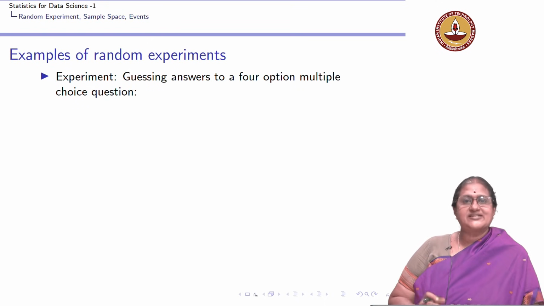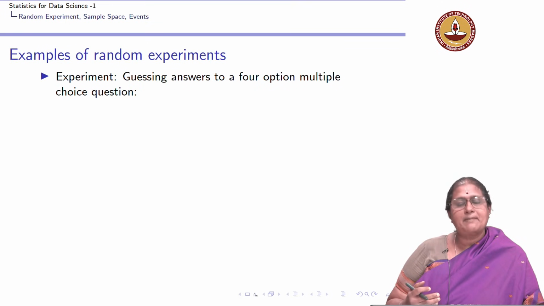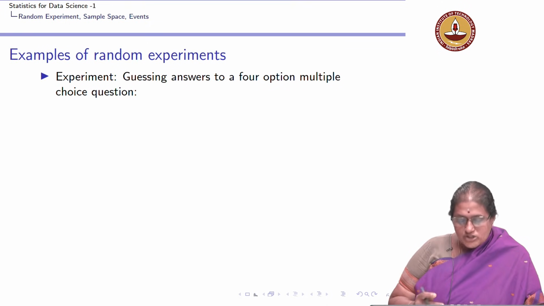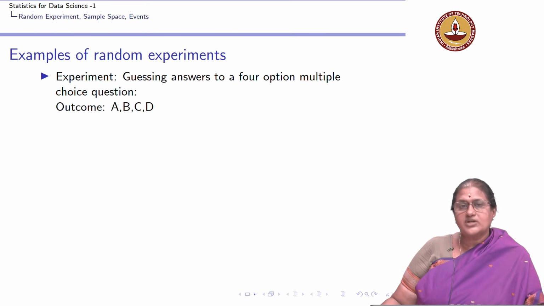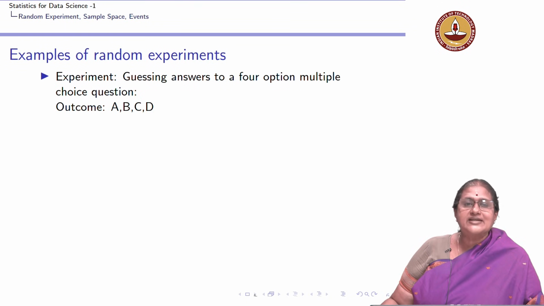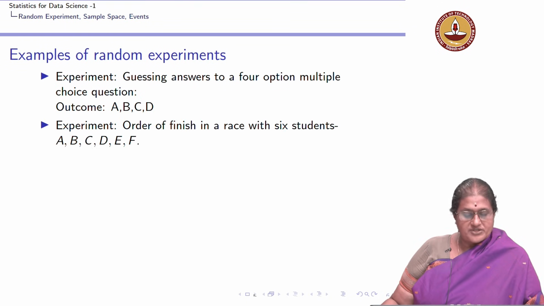Suppose my experiment is guessing the answer to a 4 option multiple choice question. Let my options be A, B, C, D. The possible outcomes of this experiment are A, B, C and D. Because the experiment is guessing the answer, I just have 4 possible answers because it is a 4 option multiple choice question. So, my outcomes are A, B, C, D, where these are my options.